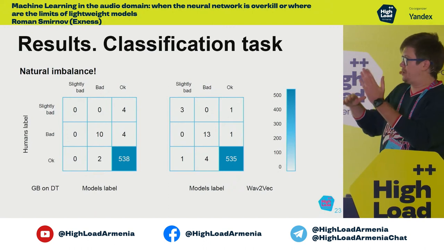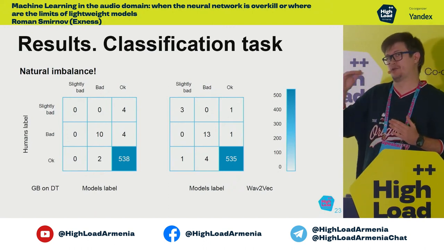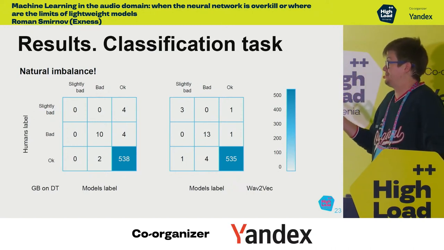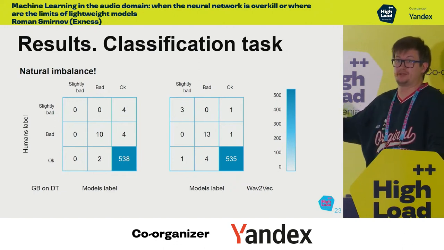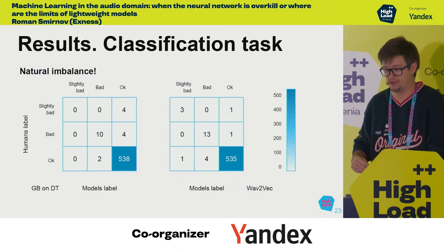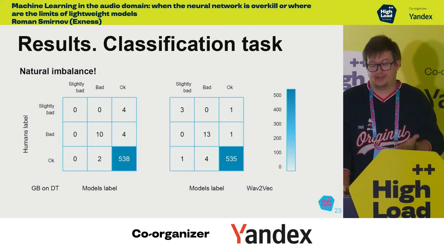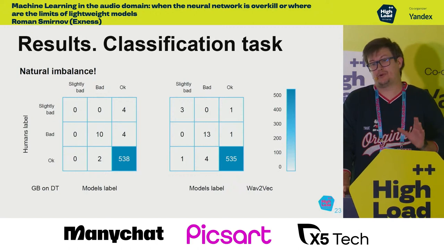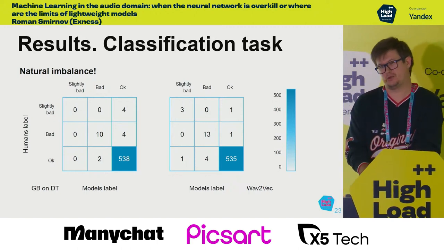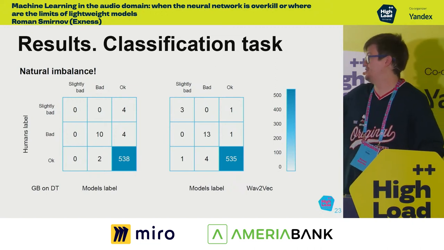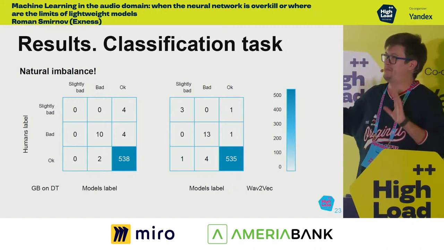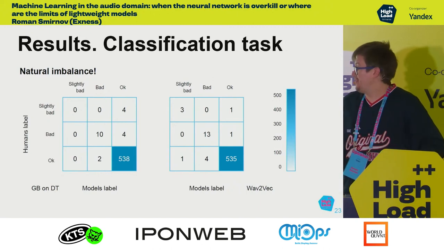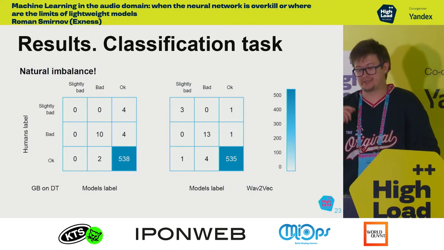Again, columns are model predictions, and rows are human labels. You can see here that the left matrix is for gradient boosting on decision trees, and the right matrix is for the wave-to-vec model. Basically, gradient boosting on decision trees did a good separation between bad connection and good connection. Okay is a perfect hit, bad is also not so bad, and you can see here a mistake of 2 audio files.